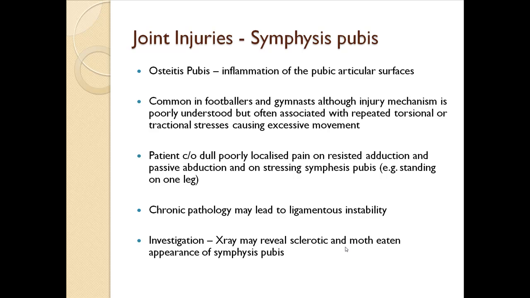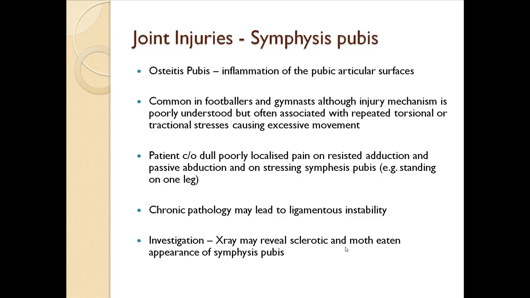Anteriorly, we have the symphysis pubis, and excessive movement at the symphysis pubis can lead to a condition known as osteitis pubis, which is an inflammation of the articular surfaces or the disc that's found between the two pubic bones. This is relatively common in individuals that do lots of twisting and turning activities. So footballers and gymnasts may develop this problem, and it's believed to be as a result of recurrent torsional or tractional stress to this area.